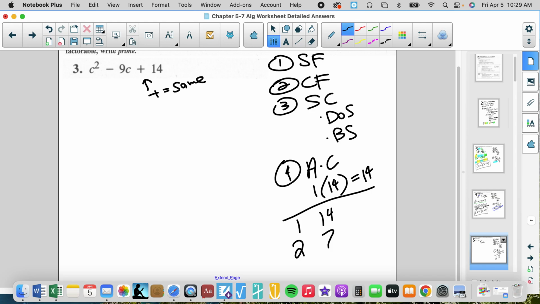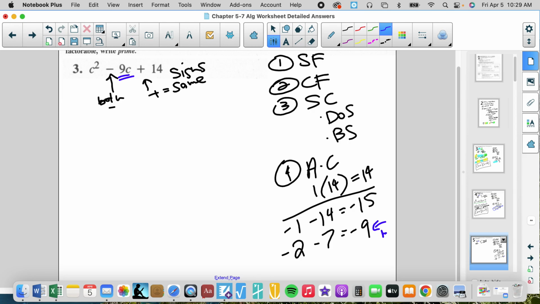the same. And now I look here and, oh, this time they're both negative. So negative, negative, negative, negative. And now I'm going to combine them. Negative 15, negative 9. So now I'm looking for the pair that is equal to my middle, negative 9.